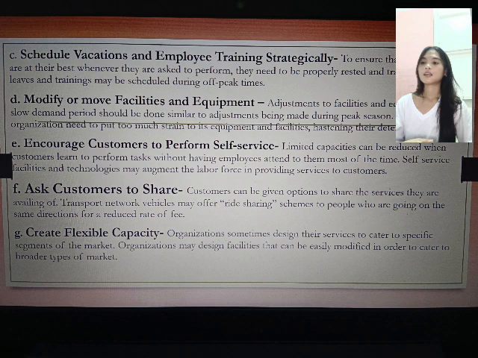Then, create flexible capacity. Organizations sometimes design their services to cater to specific segments of the market. Organizations may design facilities that can be easily modified in order to cater to broader types of market. Flexible capacity.